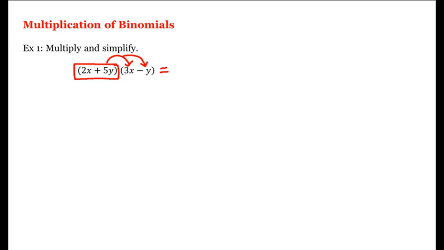Let's look at multiplying binomials. For example, if we wanted to multiply 2x plus 5y and 3x minus y, we could take this entire binomial here and distribute it to each of these two terms, which would give us 2x plus 5y times 3x, and then plus 2x plus 5y times negative y.